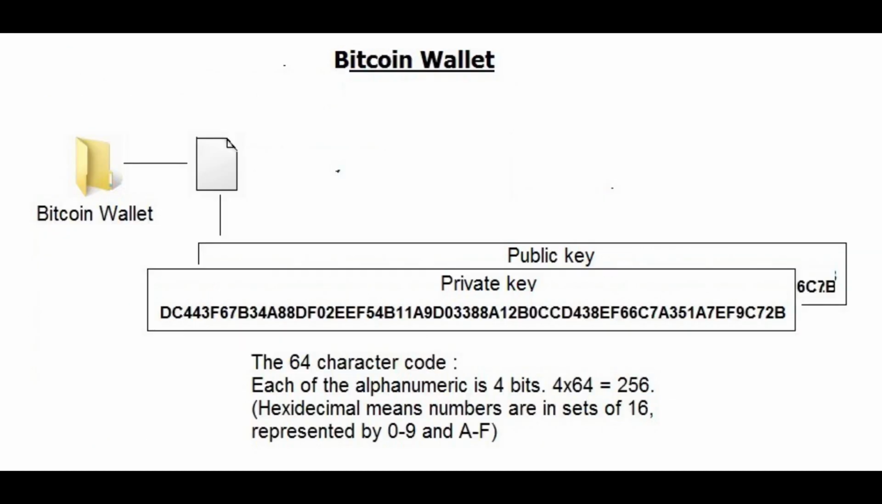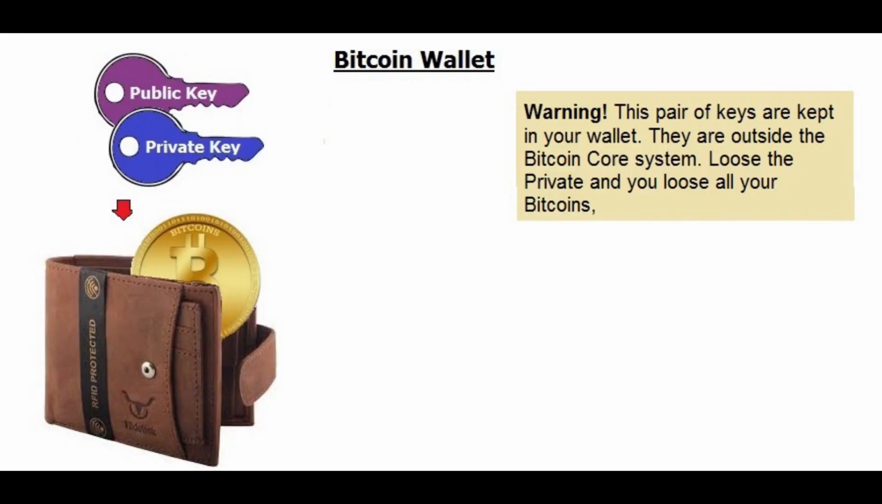What's actually in the wallet? The Bitcoin wallet is simply a software. It contains a file that holds the paired private key and public key, which are 64 character codes. There are no bitcoins in the wallet. Lose the private key and you lose your bitcoins. The only way an owner can spend his bitcoins is with his private key.